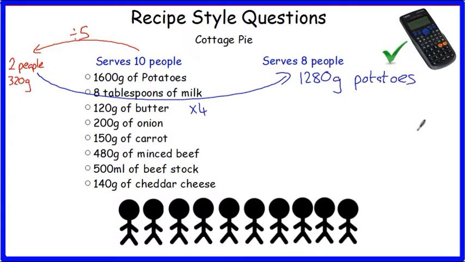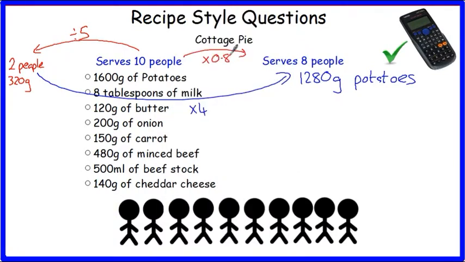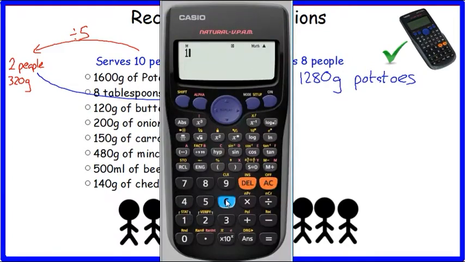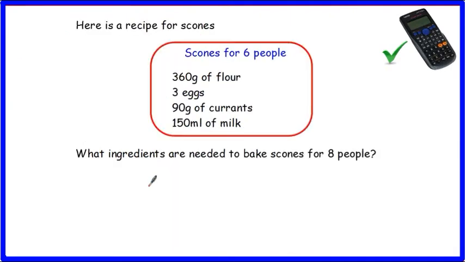So you can see the idea here, how I get from there to there. Now, you have other options. The other option, of course: how do I get from there to there? It's multiplied by 8 divided by 10. It's 0.8. So if I took my 1600 and multiplied it by 0.8, I would get that answer. And again, you would repeat the method for each of those.